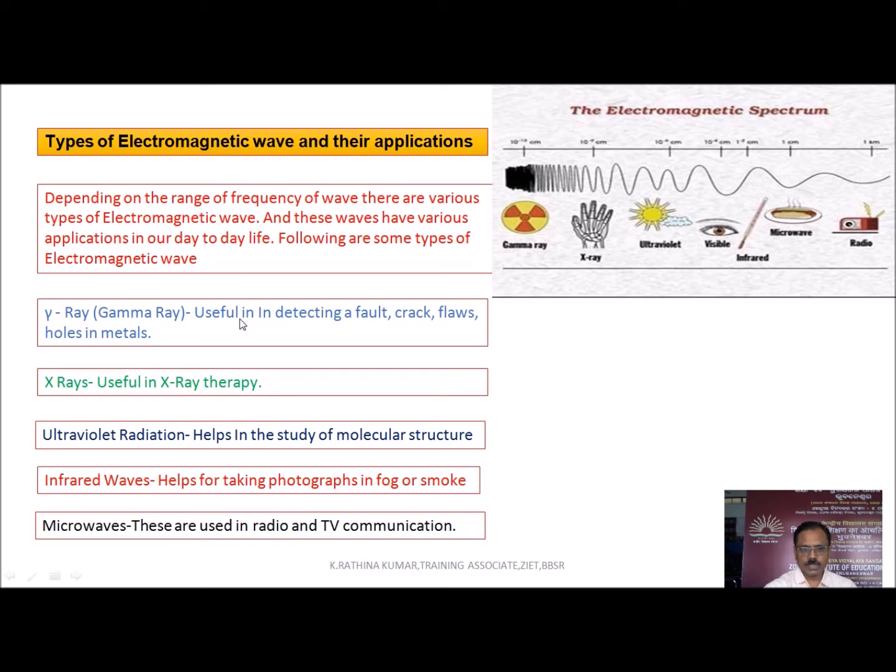Gamma rays are useful in detecting a fault, crack, flaws, or holes in a metal, that is, the destruction of the metals, and identifying any fault in the metal. X-rays are useful in X-ray therapy. Ultraviolet radiation helps in the study of molecular structure. Infrared waves help in taking photographs in fog or smoke. Microwaves are used in radio and TV communication.